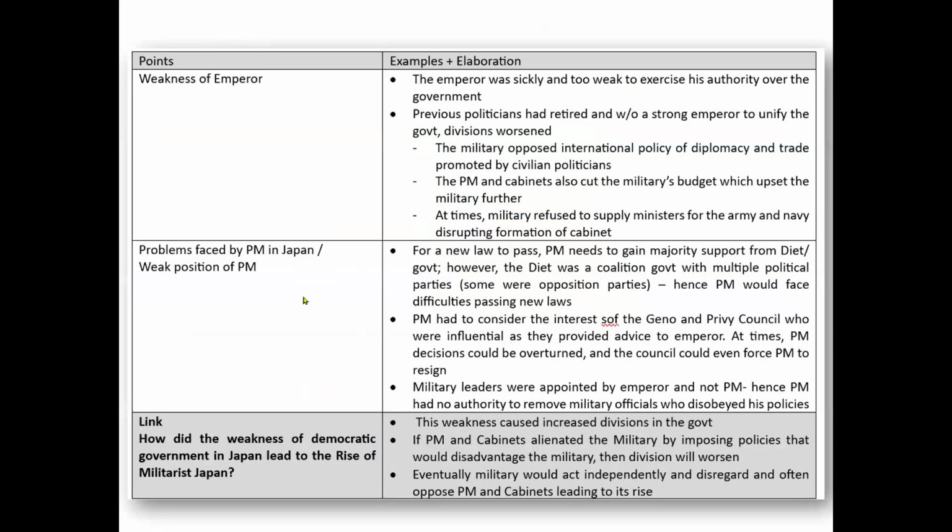Now, for a new law to be passed, the prime minister needs to gain majority support. However, if the Diet was a coalition government, it is very hard. Remember, coalition governments are always the hardest. The prime minister also had to consider the interests of the Privy Council a lot of the time, and military leaders were officially appointed by the emperor, and he had no authority to remove any military officials who disobeyed the policies. So this caused division, and eventually, as the military got stronger, they bypassed even the emperor, or even the prime minister.